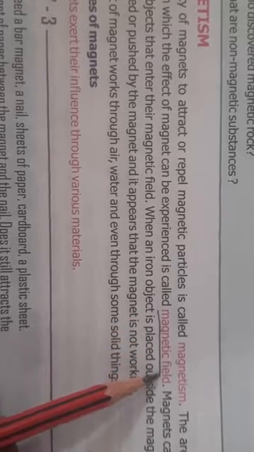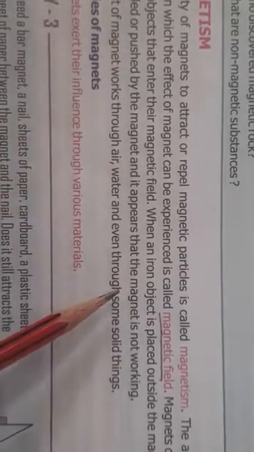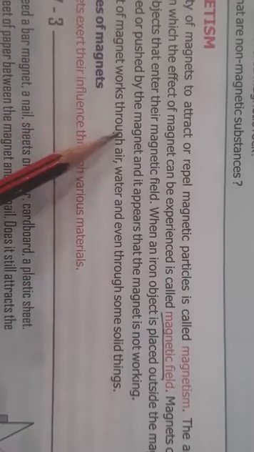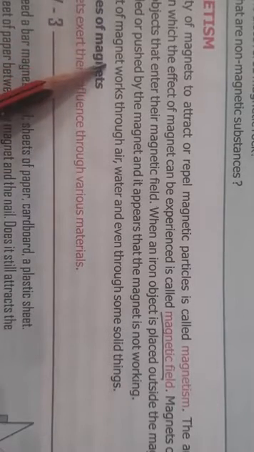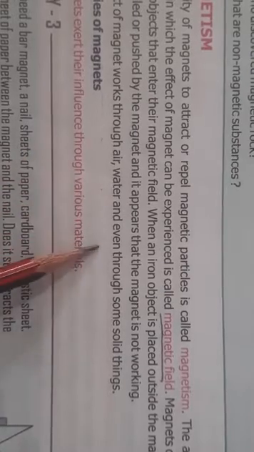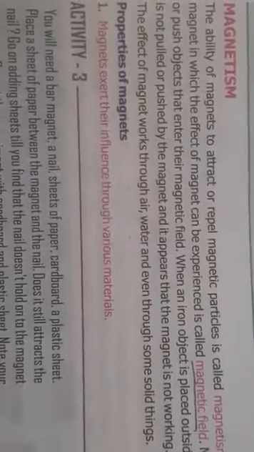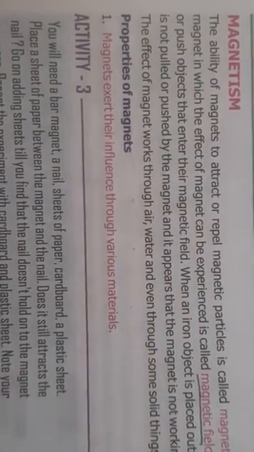Magnets can either pull or push objects. When any iron object is placed outside the magnetic field, it is not pulled or pushed by the magnet. The effects of magnets work through air, water and even through some solid things. So we'll move on to the properties of magnets. We'll see what the properties of a magnet are.